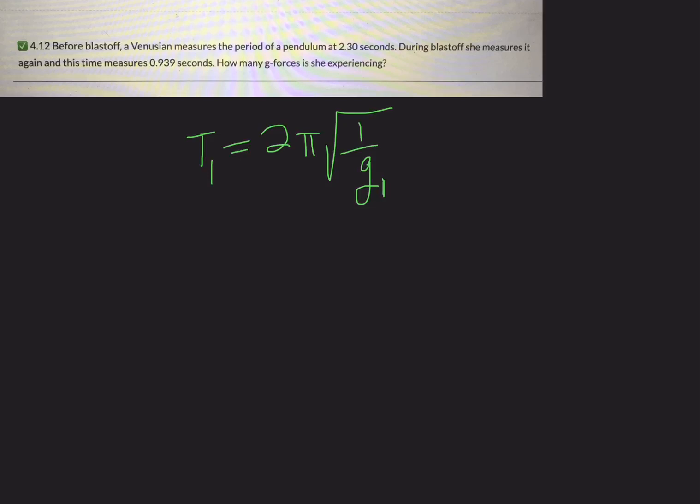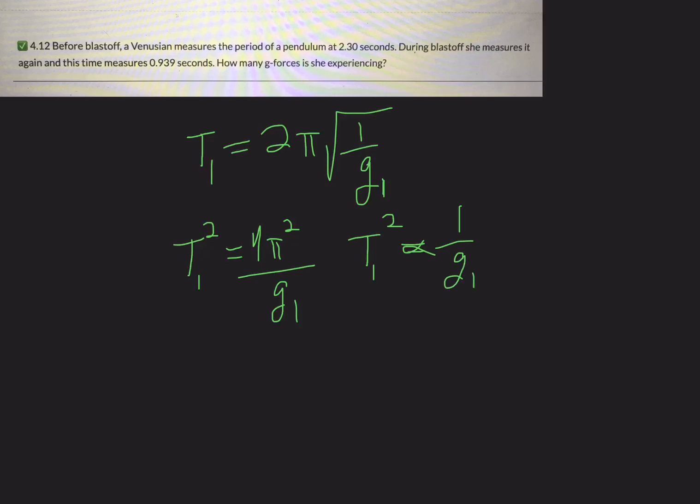Okay. Now what I want to do here is square this, so I get T1 squared equals 4 pi squared times 1 over g1. Now the length is going to stay the same every time. That's why I put a 1 in for it. This 4 pi squared is going to be in both equations. So really what I want to look at is that the first period squared is proportional to 1 over the gravity.